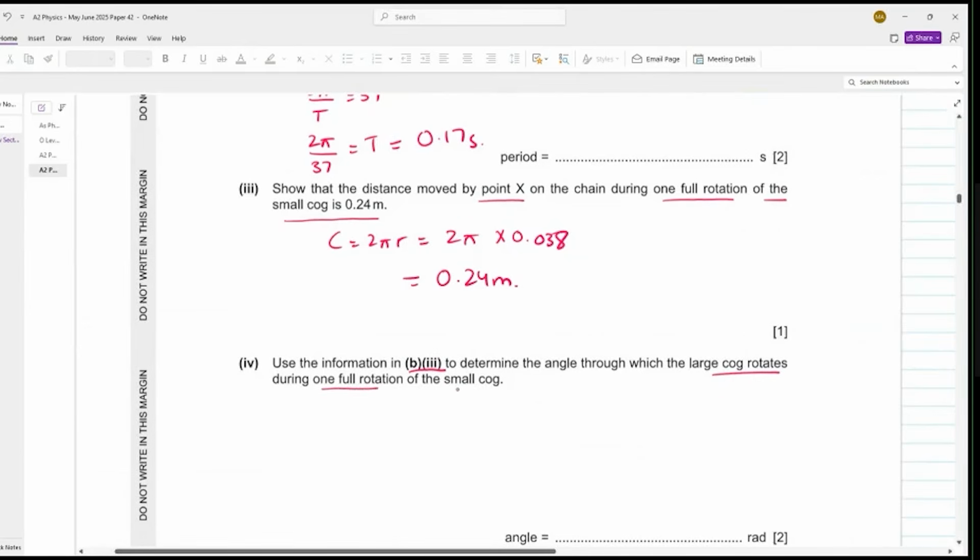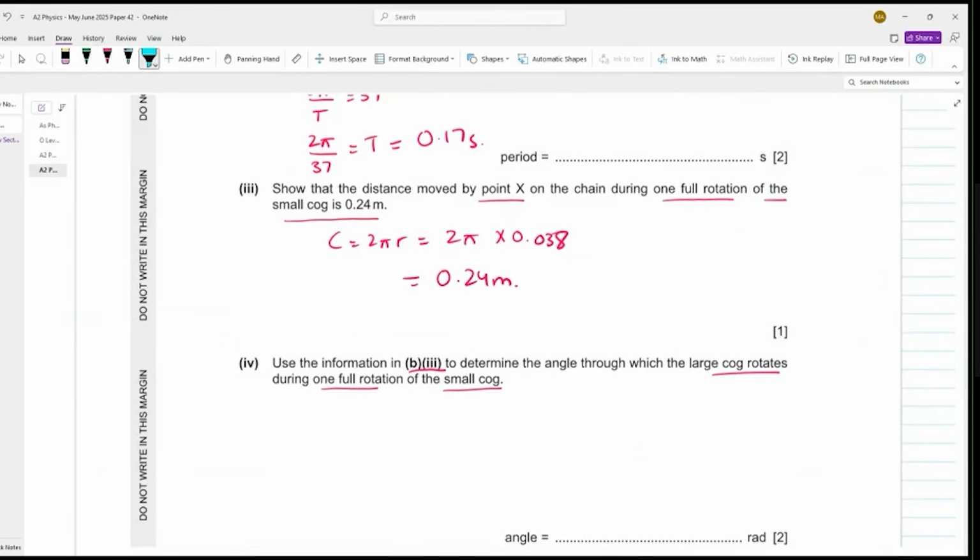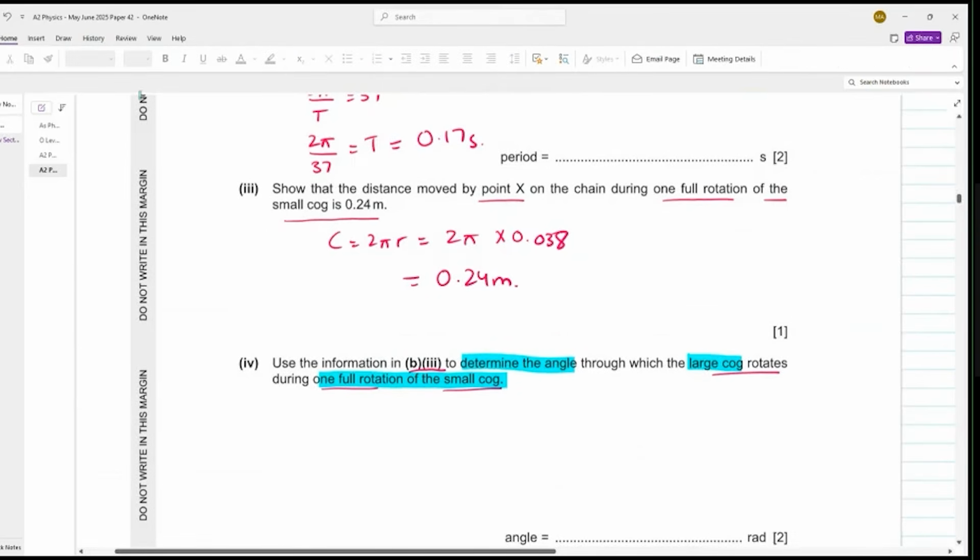during one full rotation of the small cog. Okay. Now, you have to tell by what angle. See, what is being asked in the exam? You have to determine by what angle will the large cog rotate during one full revolution of the small cog. Just sit back and relax.